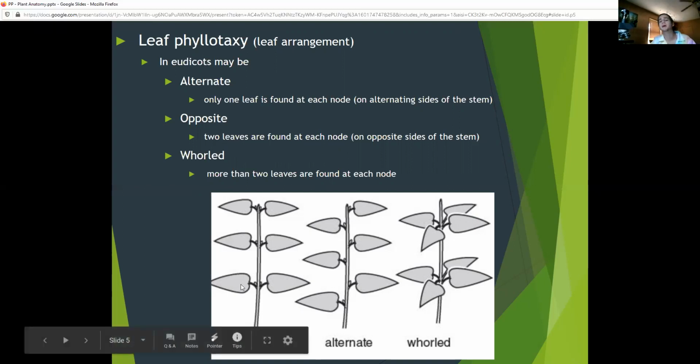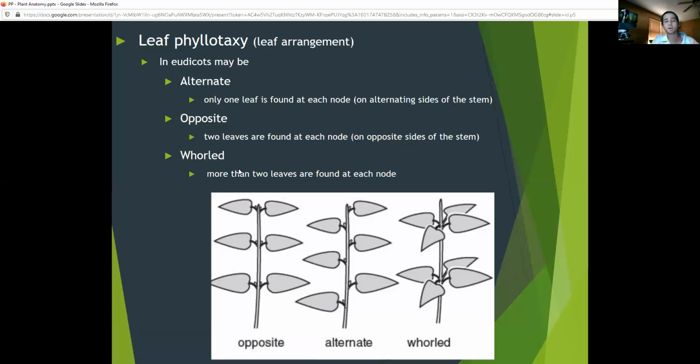So we see that there is a leaf attached to the stem at this point, and there's also another leaf on the other side of that point. So there are two leaves attached at the exact same point on the stem on opposite sides. So this is opposite leaf phyllotaxy or leaf arrangement.